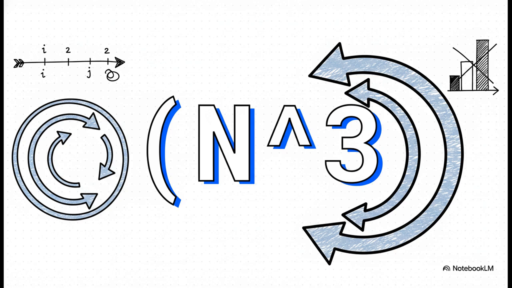Now, sure, we could mathematically optimize this a tiny bit. By keeping a running total as our j pointer moves, we can drop that third loop and get our time down to O(n^2). But honestly, even at O(n^2), for massive data sets, this solution is still way, way too slow.